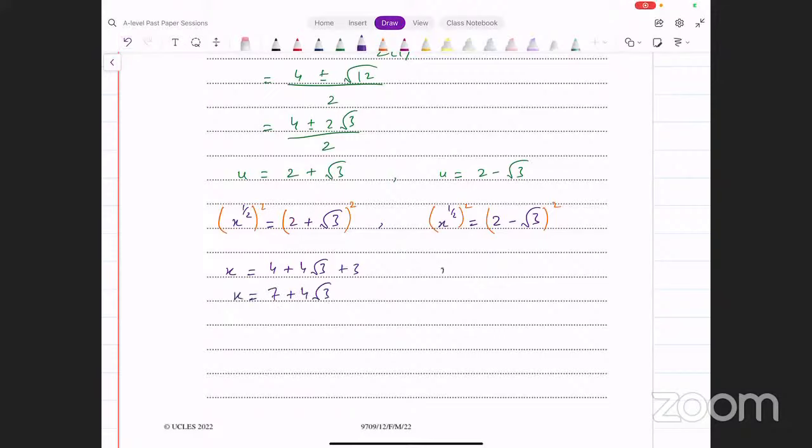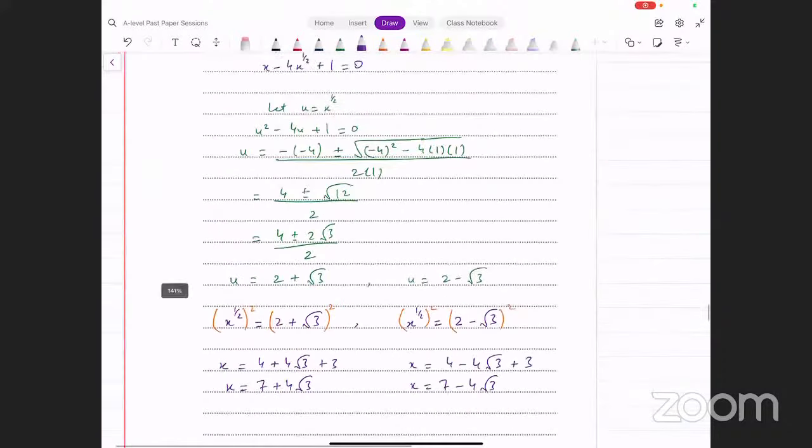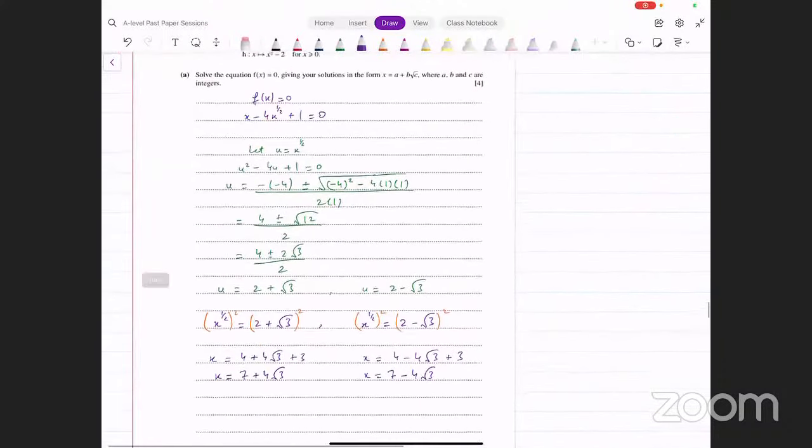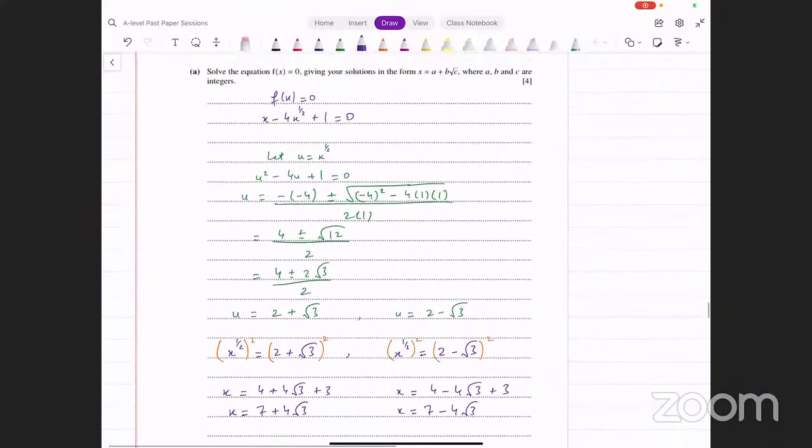What about the other one? x equals 4 minus 2 into 2 into square root of 3. That's 4 square root of 3 plus 3. And that gives me 7 minus 4 square root of 3. That's your other answer. ये आपके पास 2x की वैल्यूज आ गई, आपको फाइंड करनी थी एग्जैक्ट फॉर्म के अंदर, ठीक है। All right, I hope that's clear to everyone.